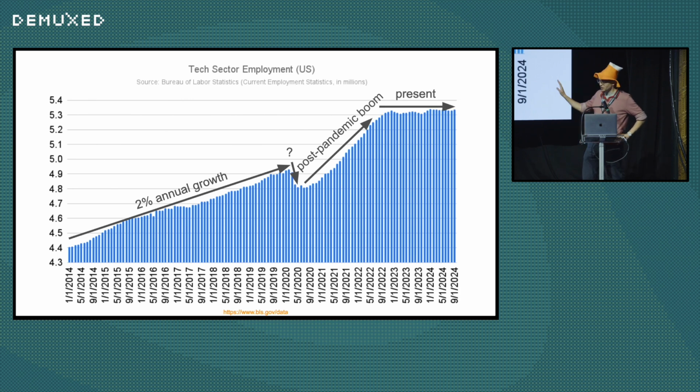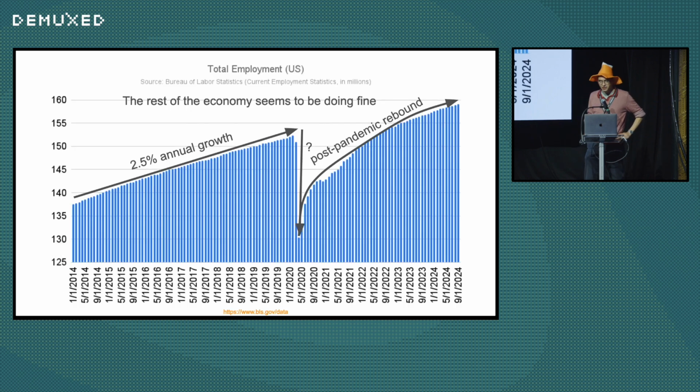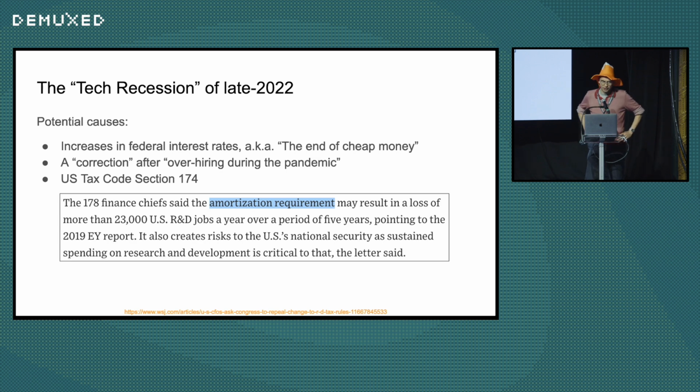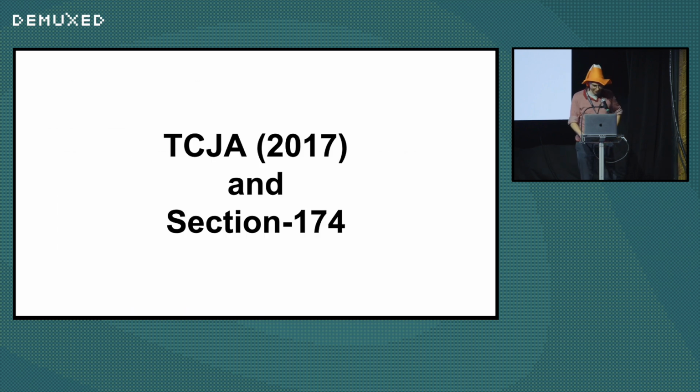For the past 2.5 years, something is off here. An economist would be alarmed. This is sector specific. The rest of the US job market is fine. We are in a sector-specific recession. What is causing that? Is it interest rates? Maybe. Is it pandemic overhiring corrections? Probably, but you already know about those, so I don't want to talk about that. Instead, I want to talk about Section 174.